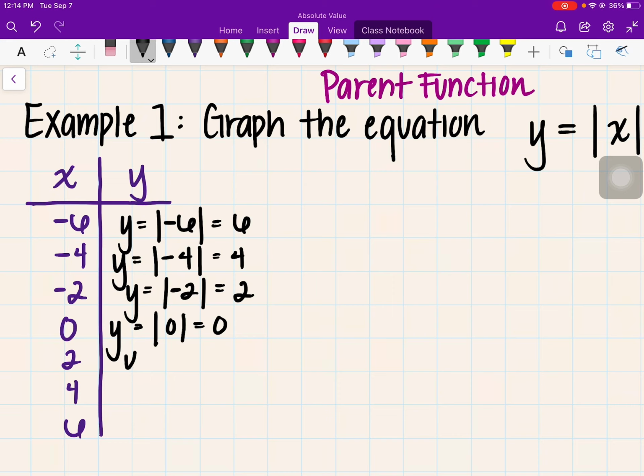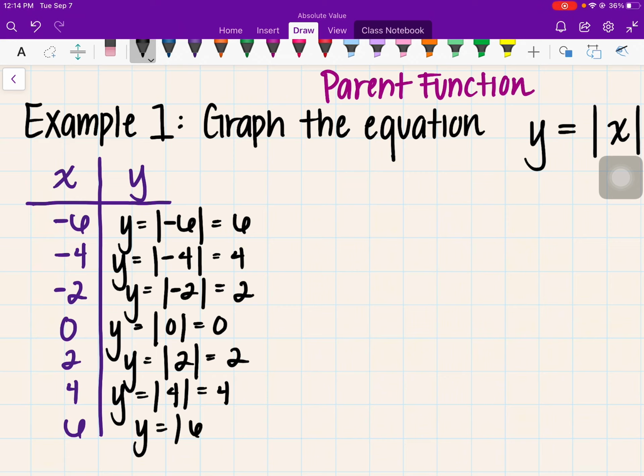Once again, guys, it doesn't matter if the value input in the absolute value is positive or negative. Your result will always be positive. So the absolute value of 6 is going to be 6. So we have our x values and our y values.